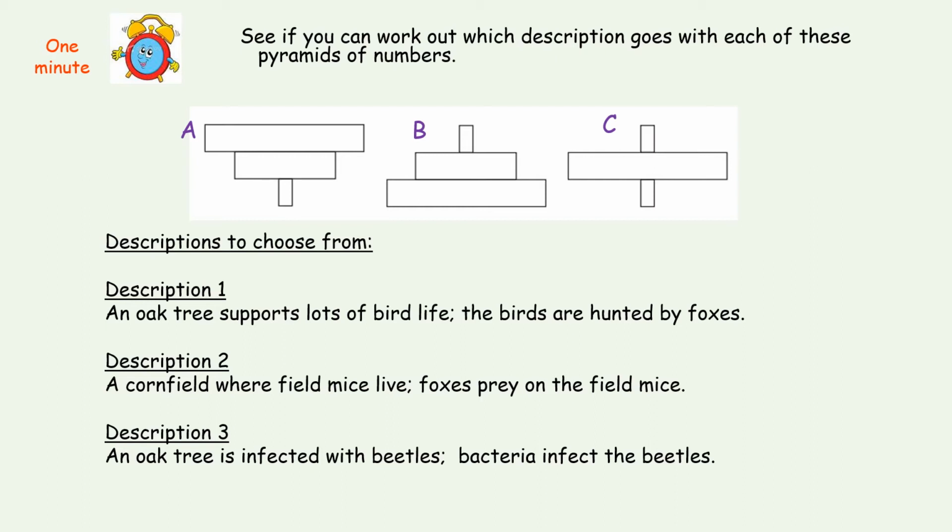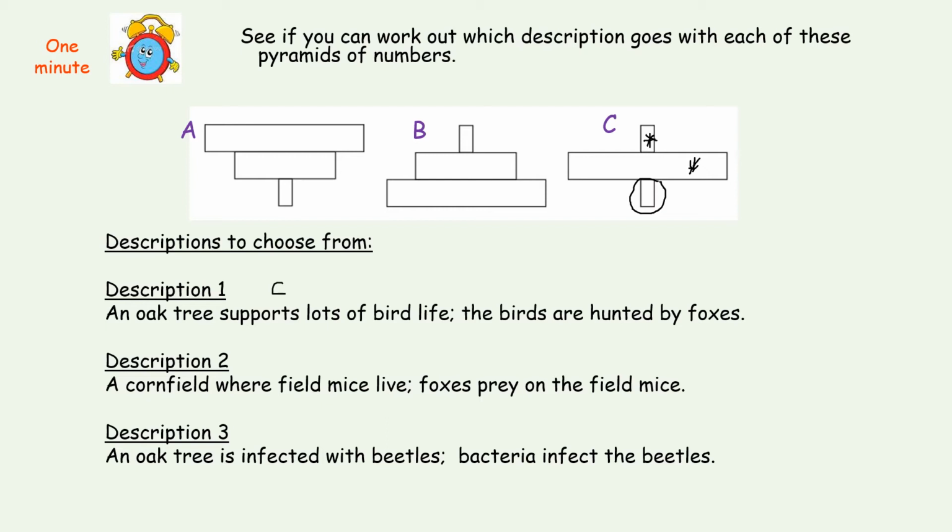And the reason being is you have an oak tree, so it's going to have a small base, and then you've got, it supports lots of birds, so that's got to be a lot more numbers of birds. And then your birds are hunted by foxes, so it's going to be a smaller number of foxes. So description 1 will match with C.